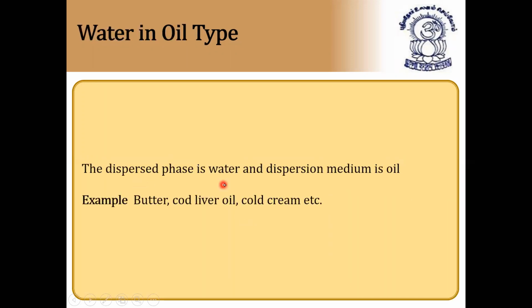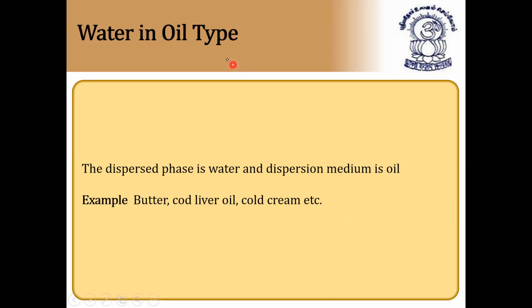In the water in oil type, the dispersed phase is water and the dispersion medium is oil. Oil is more in quantity and water is less in quantity. Examples: butter, cod liver oil, cold cream, etc. Cod liver oil is taken from fish, and it is used for treating asthma.